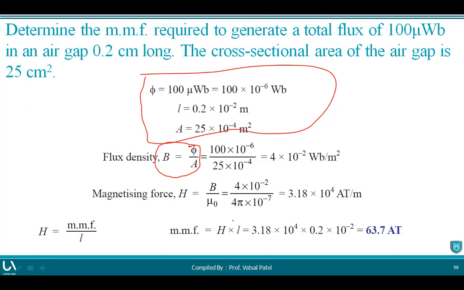So after putting this value, we identify the flux density. Now whatever flux density we identify, we have to write with the correct unit. So it is Weber per meter square, and we identify here 4 into 10 raised to minus 2 Weber per meter square.